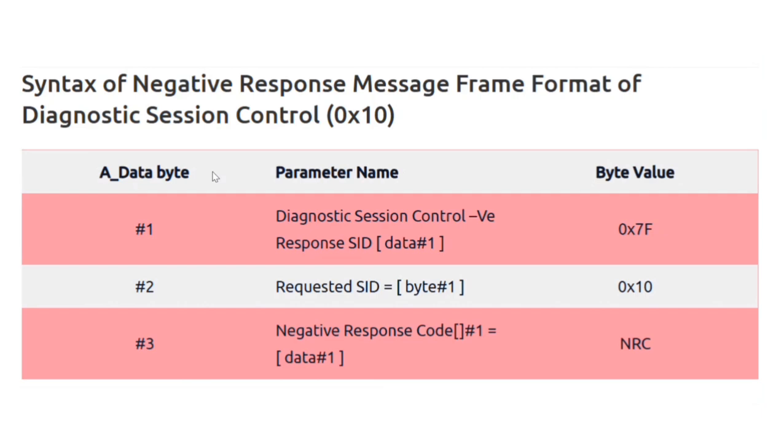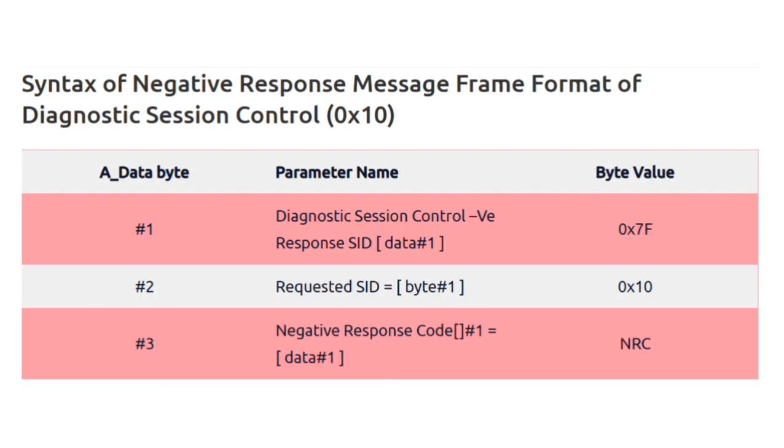So this is the frame format or the syntax of a negative response message. The first byte will have 7F. By seeing the 7F only, we should know that our request has been rejected by the ECU. The second byte is the requested session ID. And the third byte will be the negative response code, NRC. The NRC indicates why our request has been rejected by the ECU.